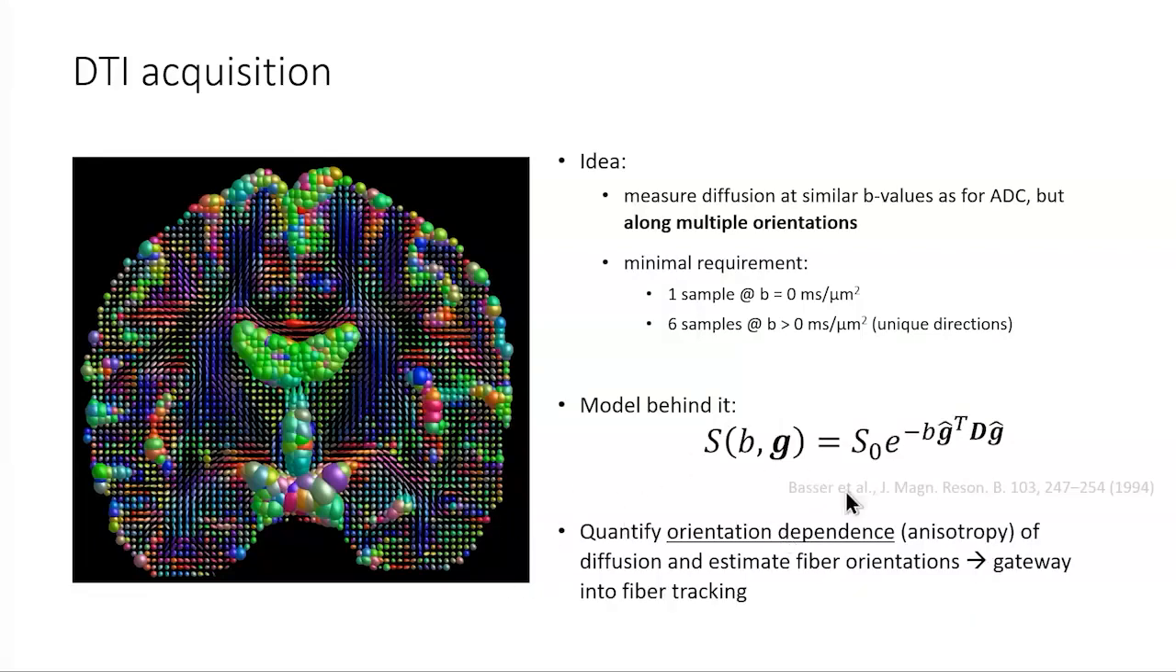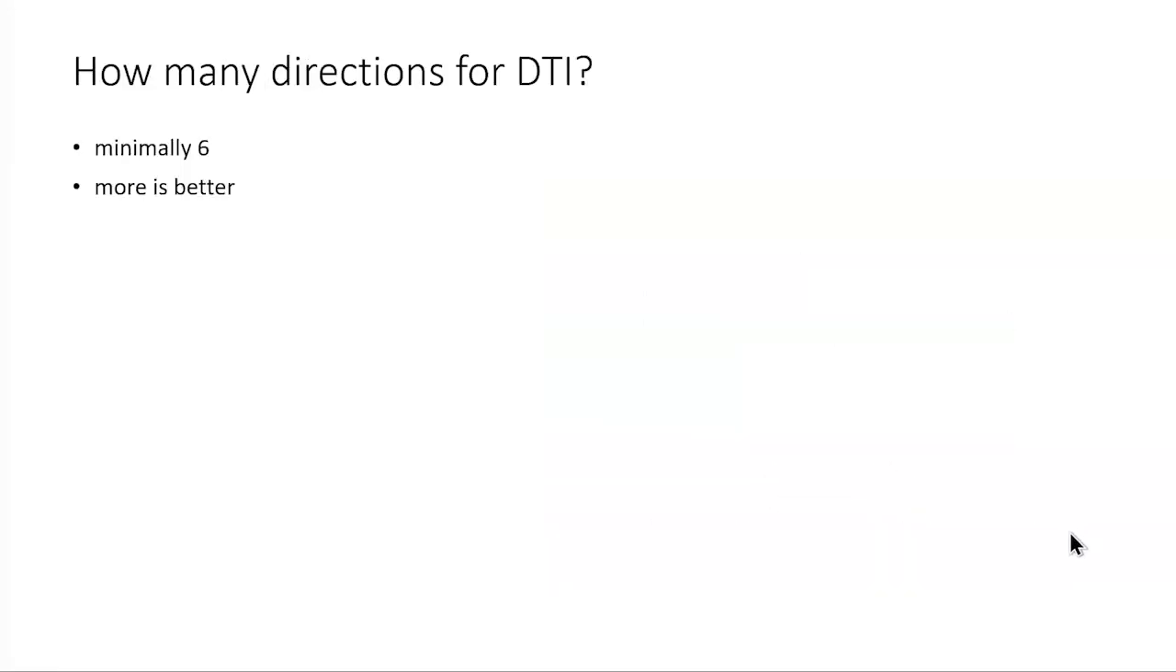And what this allows us to do is to not only quantify the ADC, but also quantify the orientation dependence, or anisotropy, of diffusion. And this will enable us to estimate fiber orientations and do exciting things like fiber tracking. So how many directions do we need for DTI?